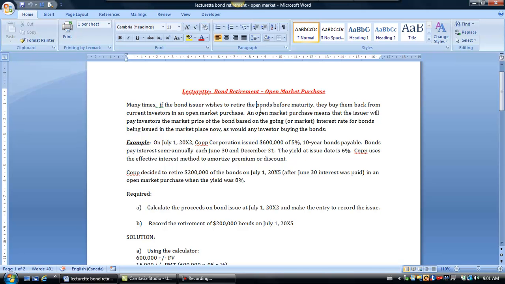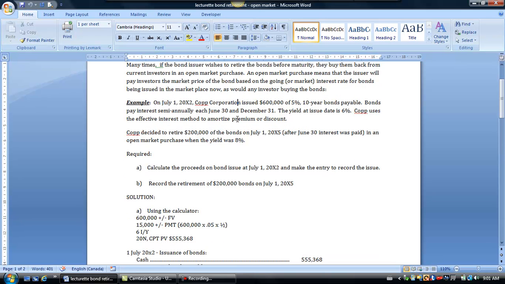So now let's have a look at an example where we have COP Corporation on the 1st of July X2 issuing $600,000 of 5% bonds, so that's your coupon. Your term is 10 years, and COP pays interest on the bond semi-annually every June 30th and December 31st. The yield or market rate at the issue date is 6%, so we can see we've got a discount bond here.